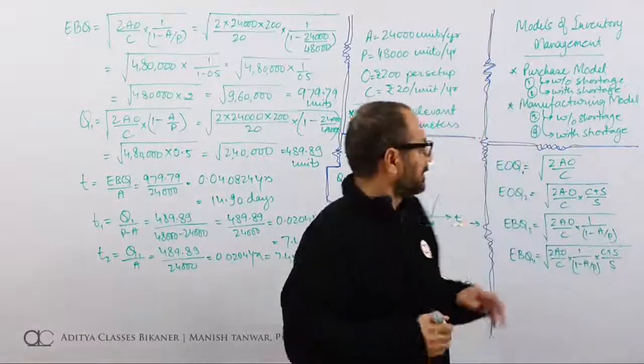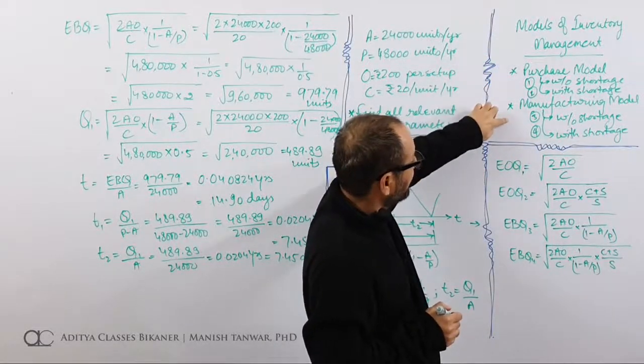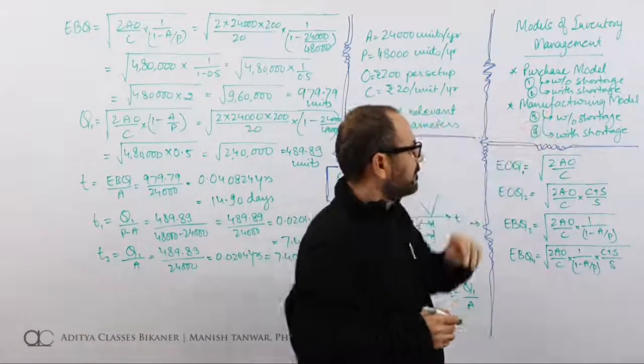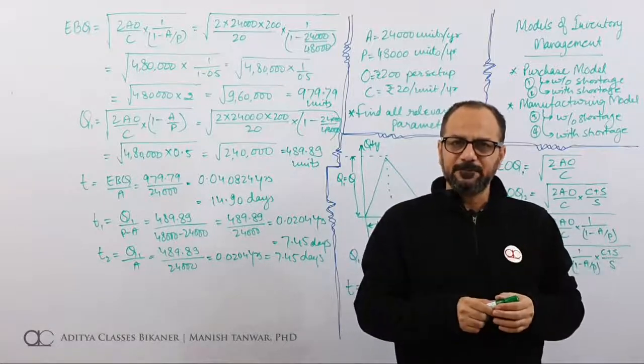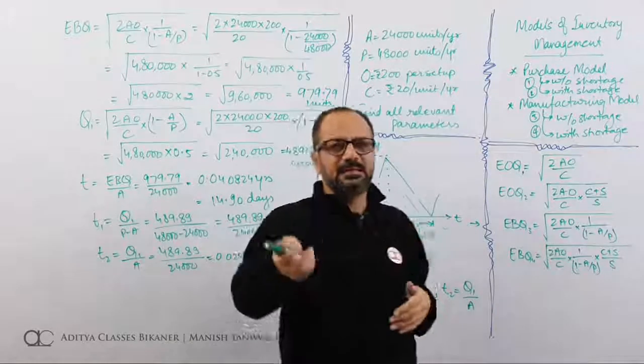So we have gone through the first model, we have gone through the third model. Purchase model without shortage, manufacturing model without shortage. So we'll close this lecture over here and we'll continue with our second and fourth model in the next lecture.